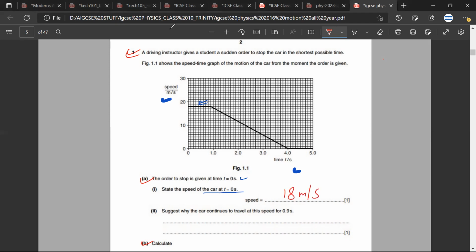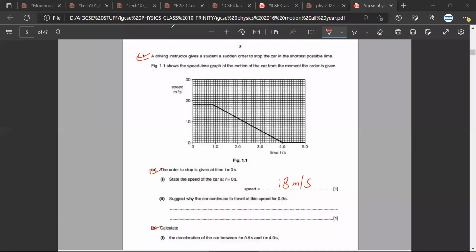Suggest why the car continues to travel at this speed for 0.9 seconds. That is the reaction distance. Yeah, because suddenly it won't stop. So that is why it would take some time to stop. Reaction time or reaction distance. Yeah, the reaction distance or the reaction time.